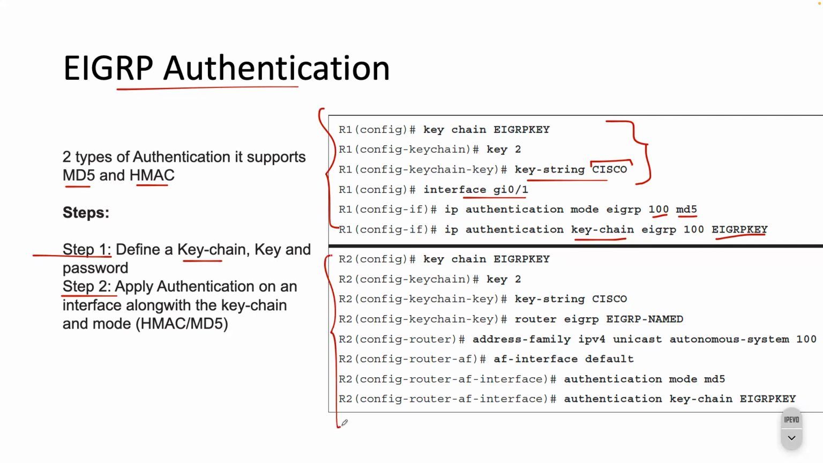This is an example for your named mode. In the same way you define your keychain. Then in named mode, router EIGRP named, you go inside your address family, then AF interface default, or if you want to run it on a particular interface, you can give the interface name. If it is default, then it will be applied on all the interfaces at once. That's how we can configure authentication. Gaurav, this HMAC is part of the SHA hashing algorithm, right? Yes.